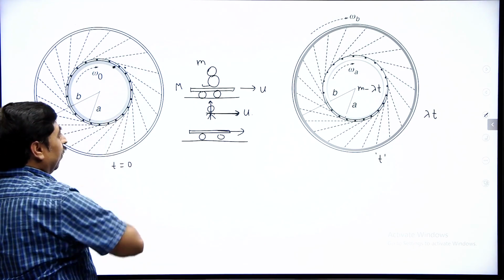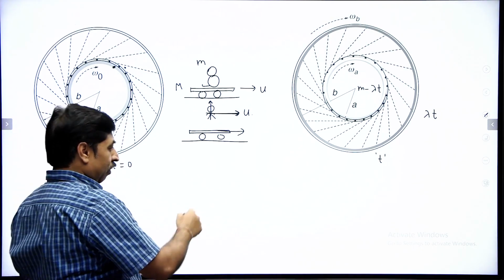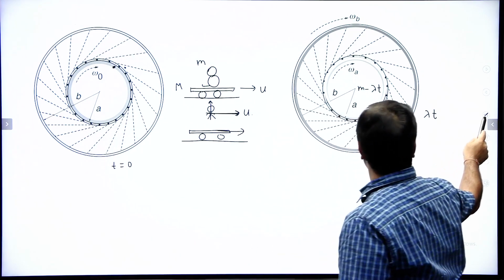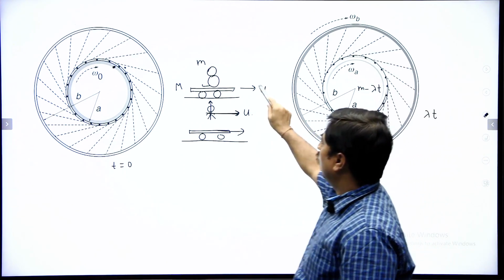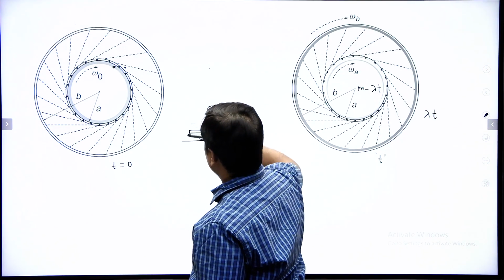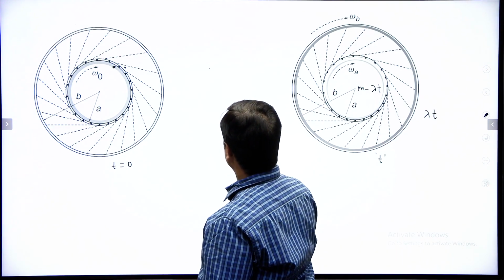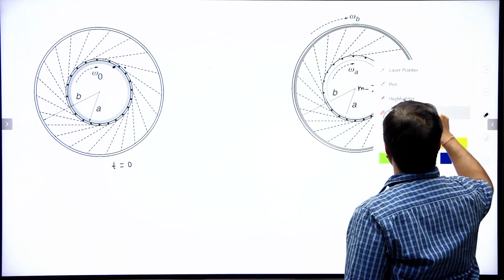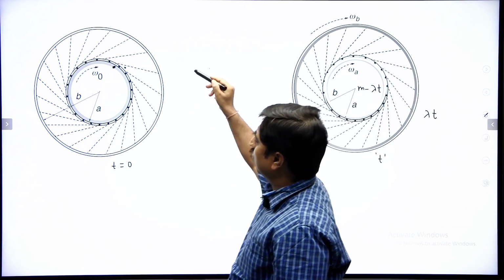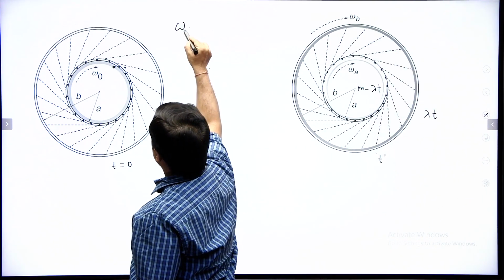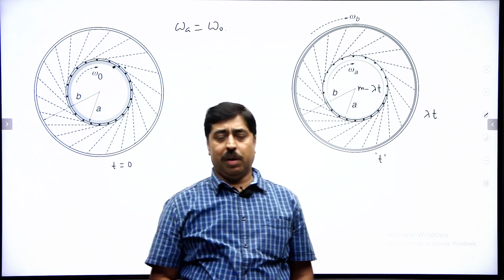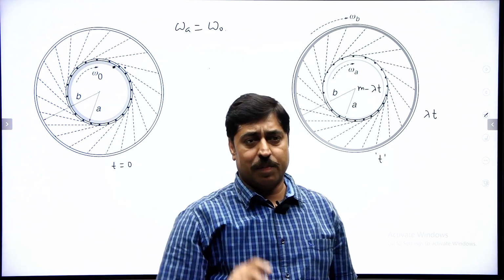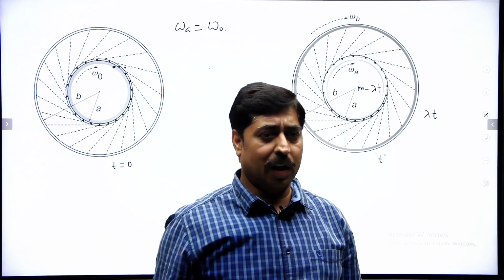So, the angular speed of the inner drum will remain equal to omega naught all the time. It is just not going to change. When the entire sand comes out, then also the angular speed of the inner drum will remain omega naught only. So, we have answered the first part. The inner drum has a constant angular speed.